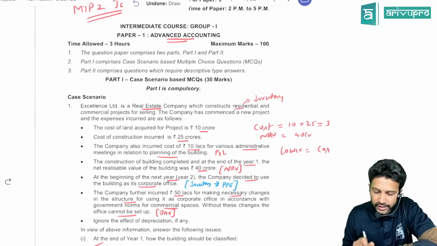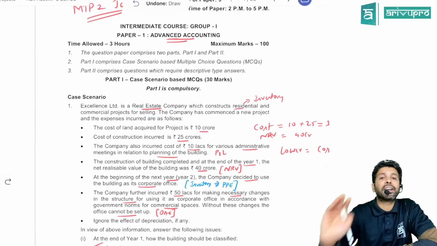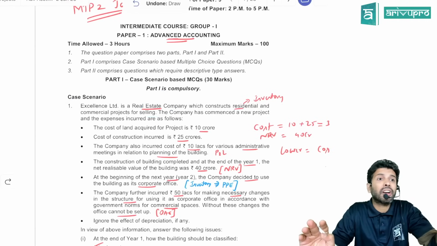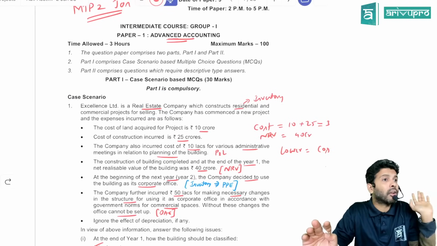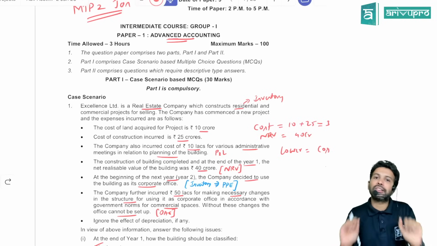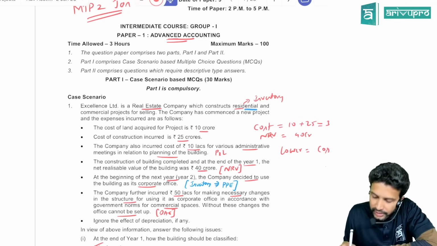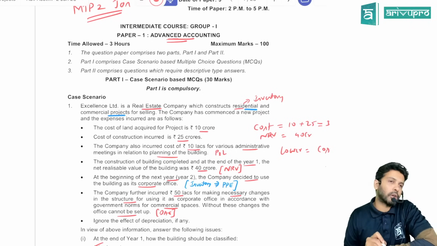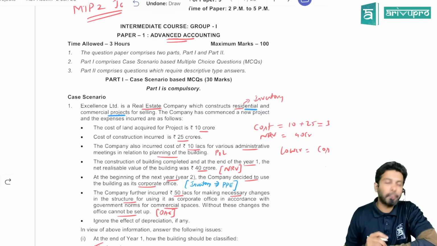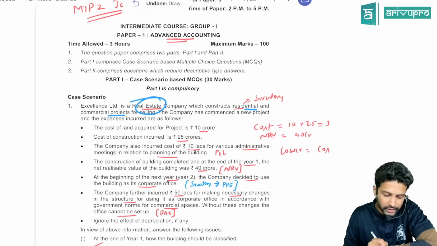Excellence is a real estate company. For a real estate company, land, building and all is not property, plant and equipment. Land, building and all becomes inventory because they buy and sell those goods in the normal course of business. Keep that in mind. They are constructing residential and commercial projects. So all that is not PPE, but it becomes inventory for a real estate company.